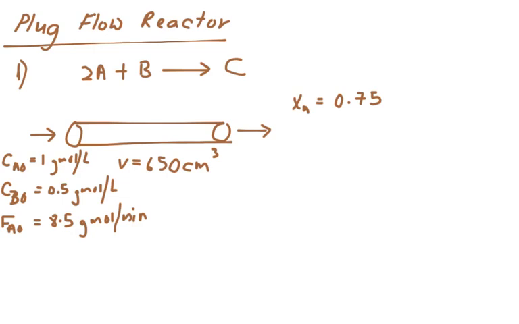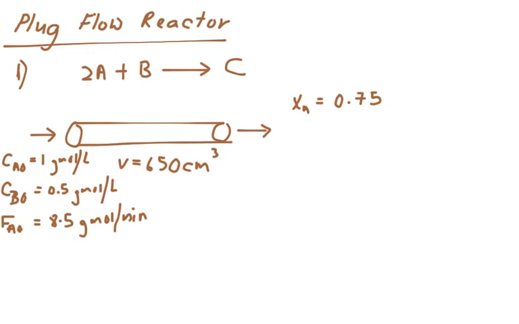Question 1. The elementary irreversible reaction of 2 moles of A plus B to form C is conducted in a plug flow reactor. The volume of the reactor is 650 centimeter cube. The conversion is 75% and the initial concentrations of A and B are 1 gram mole per liter and 0.5 gram mole per liter respectively. The feed flow rate is 8.5 gram mole per minute.